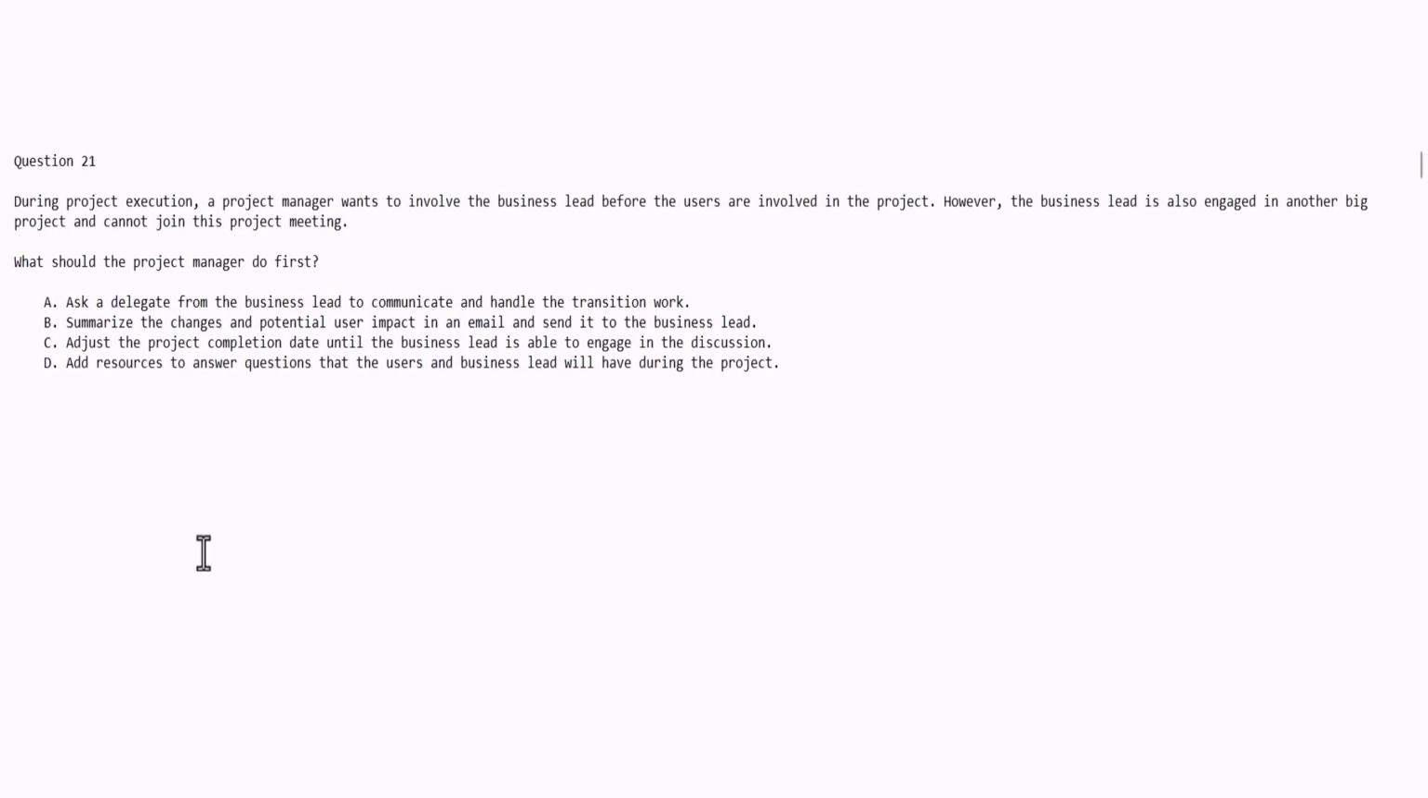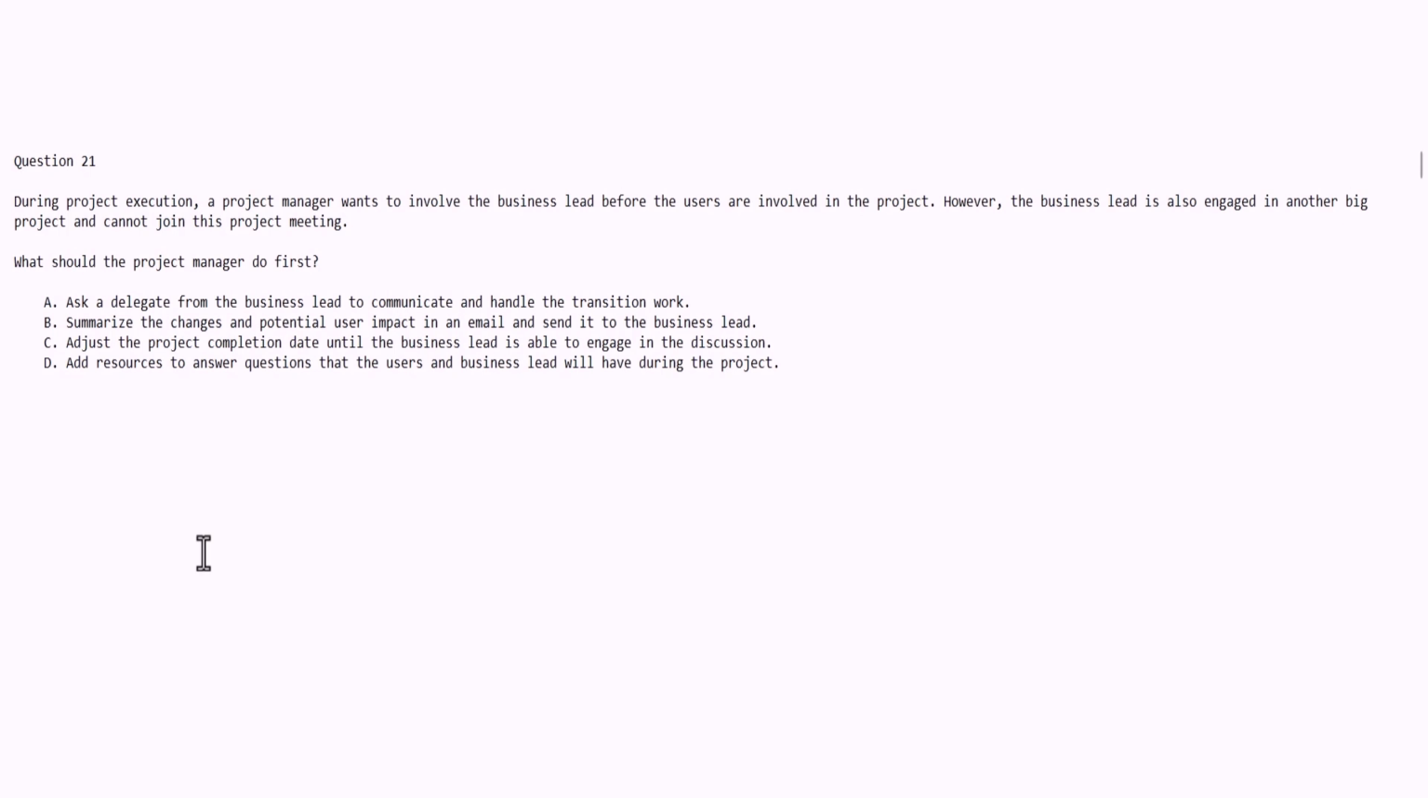Okay, so here we are with question number 21. Question number 21 states that during project execution, a project manager wants to involve the business lead before the other users are involved in the project. However, that business lead is also engaged in another big project and cannot join this project meeting. So the question is, what should the project manager do first?